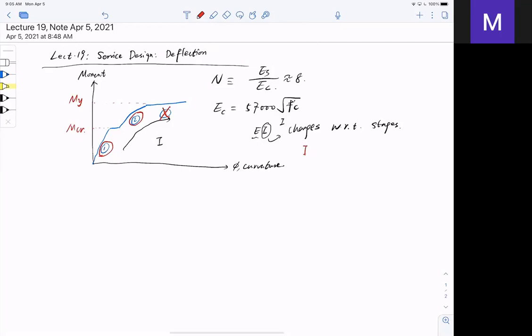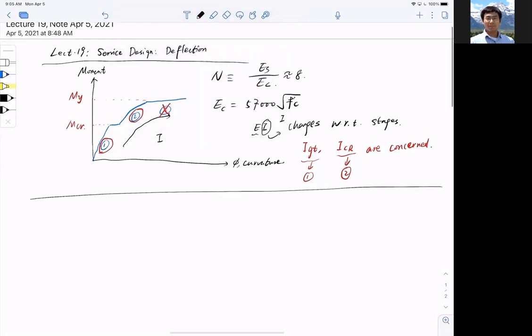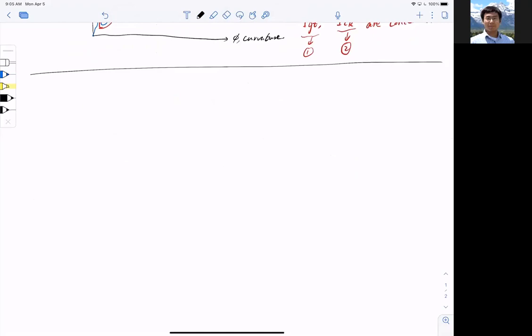So it is IGT, all right? IGT is the stage 1 moment of inertia, and ICR, which is the stage 2 moment of inertia, are the most concerning moments of inertia for calculation. We need to know how to do that. All right, so that's where we're at. And then continue. Let's talk about stage 1. So first of all, we call it stage 1, uncracked elastic.